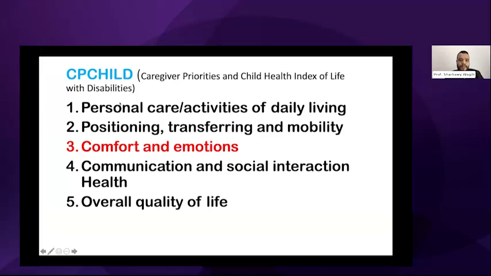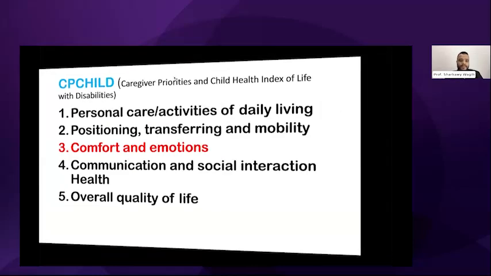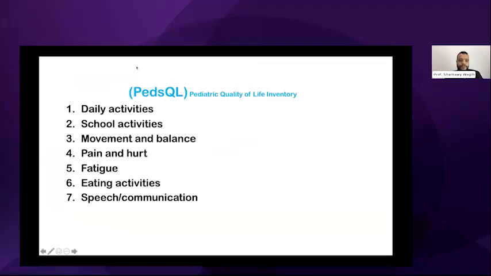CB child is caregiver priority and child health index, as we see, is like a questionnaire to evaluate the satisfaction of the parents and caregivers. The same is for the pediatric quality of life inventory.